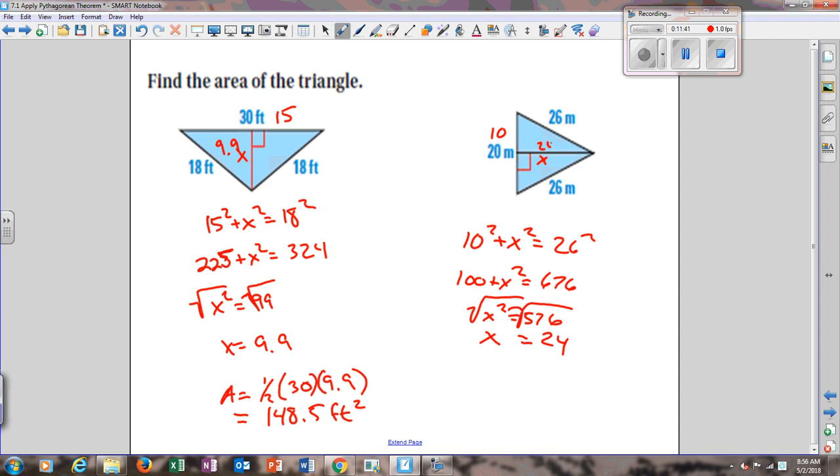So that's 24. Then your area is 1/2 base, which is 20, times the height, which is 24. Here's how I always do this. I'll take half of 20. That way I get my 1/2 out of the way. That's just 10 times 24, which is 240. Just 240 meters squared.